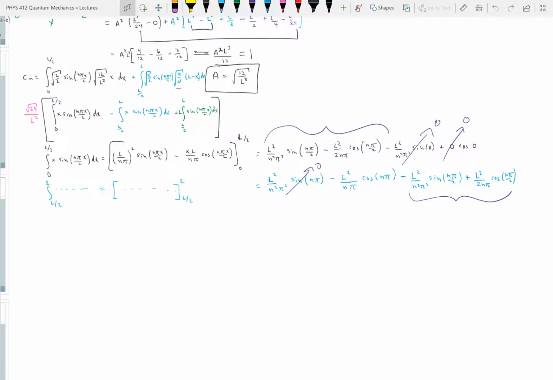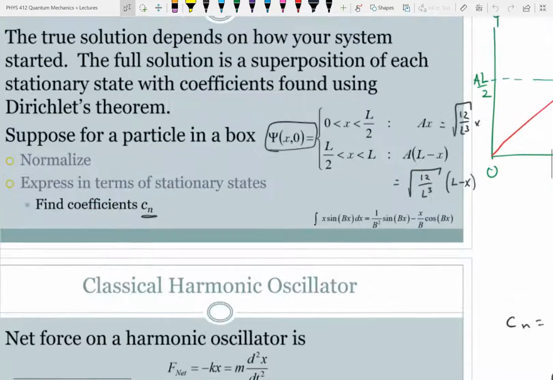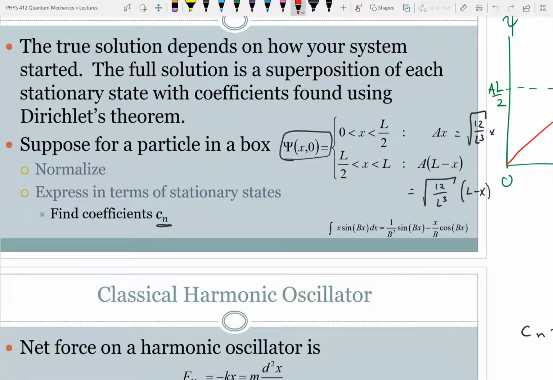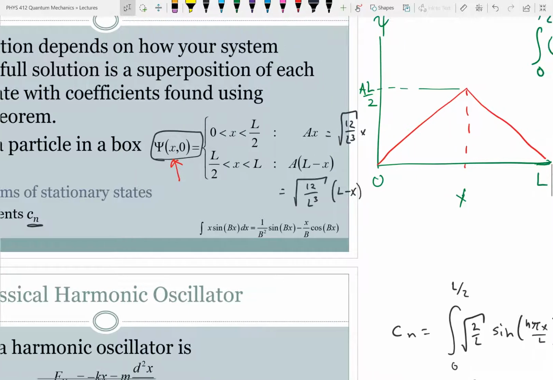Okay, this is where we left off last lecture. So we had calculating, I zoomed out so we could see, calculating what these coefficients C sub n were. This is the state we prepared our system in. So we prepare our state, psi of x0, as just a triangle wave, as illustrated there in red. And then we're asking, what combination of the steady states are we in to have that starting state?